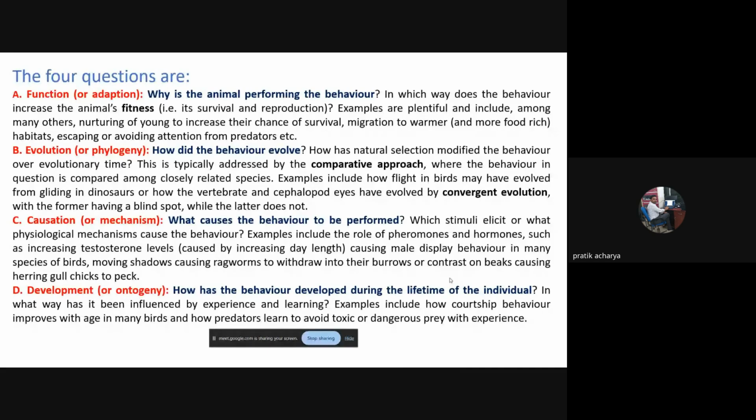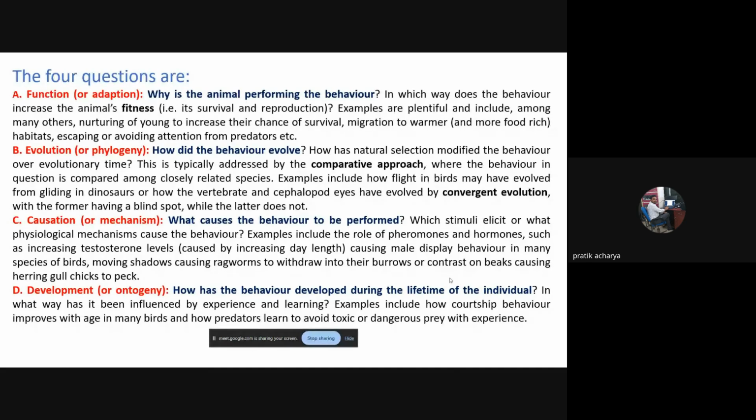So first, if we go for the function, that is, why is the animal performing the behavior? Different types of behavior are performed by organisms for the survival purpose. If we are talking about parental care, parental care is there for the survival of young ones. If the parent is not taking care of young ones, it is very difficult for the young one to survive.